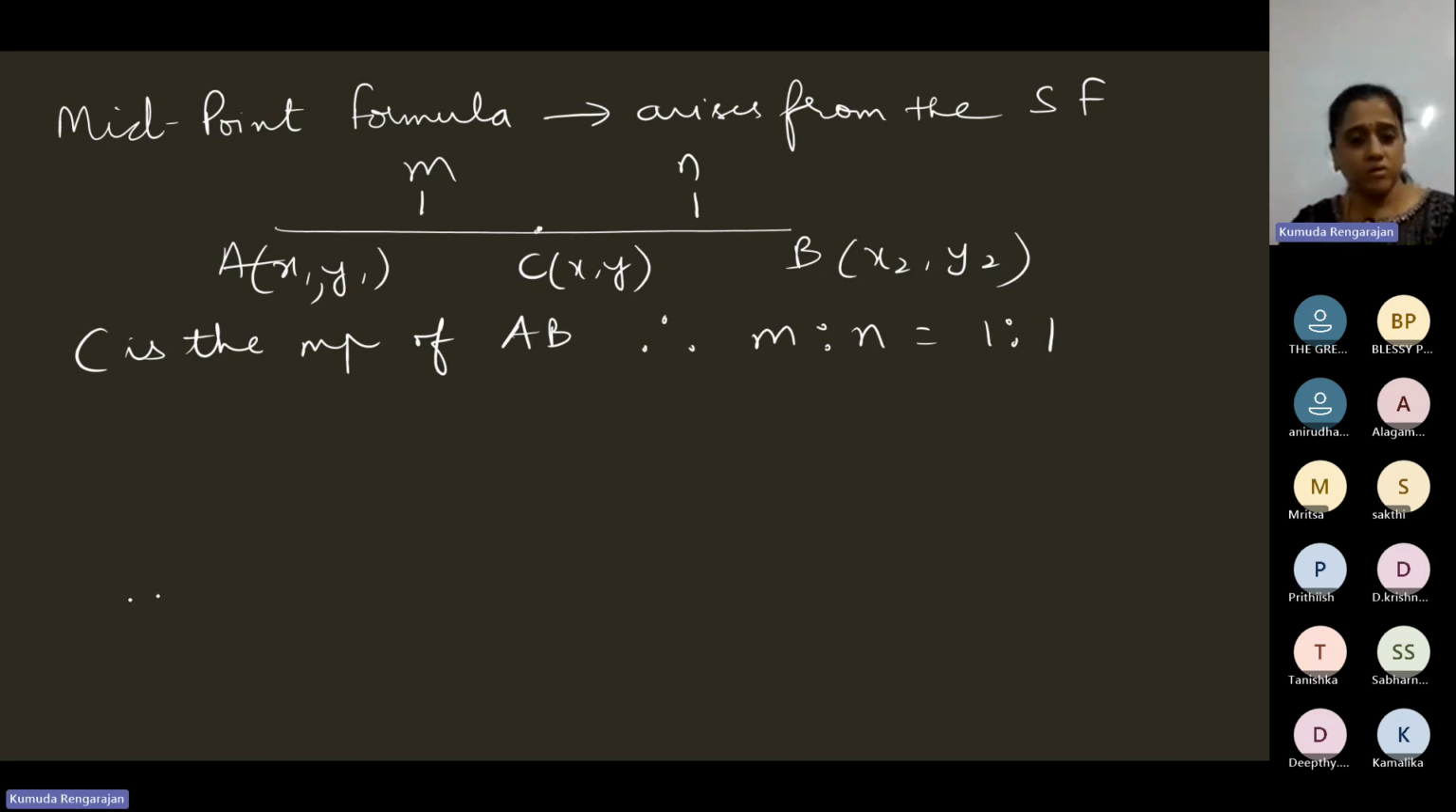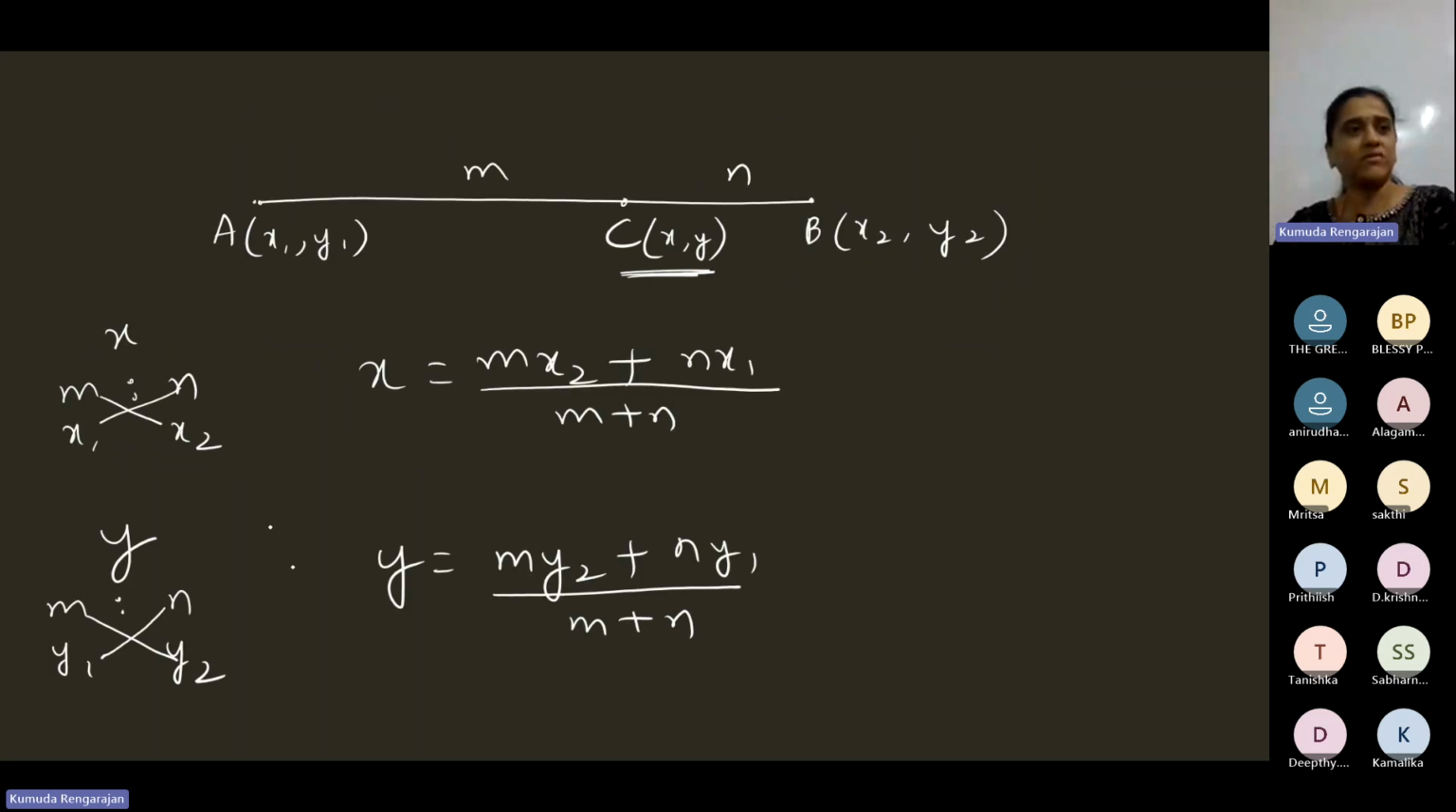Now, same section formula. x is equal to what? m x2, where m is 1, so 1 into x2, plus n x1. What is n? 1, so 1 into x1. Same formula, children. Same thing we are writing.